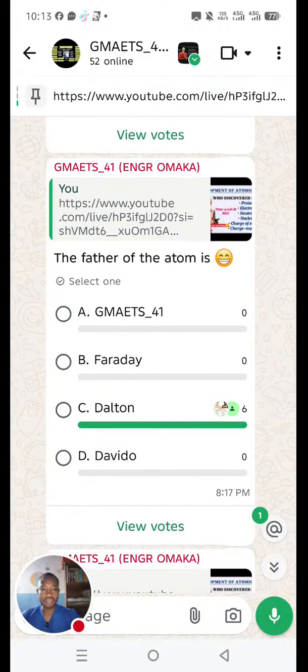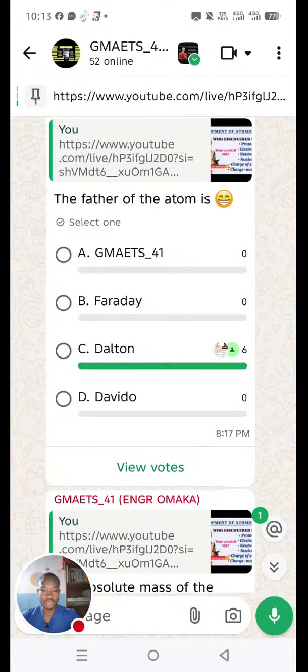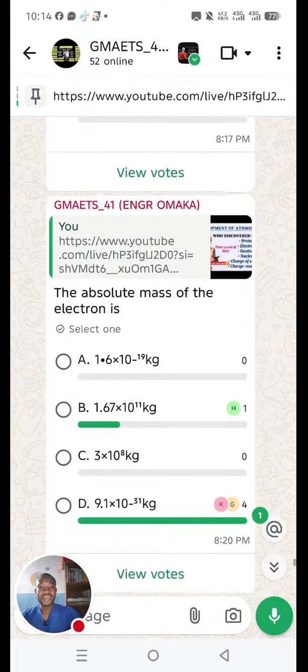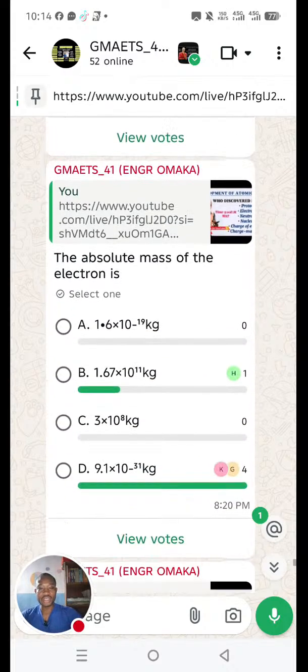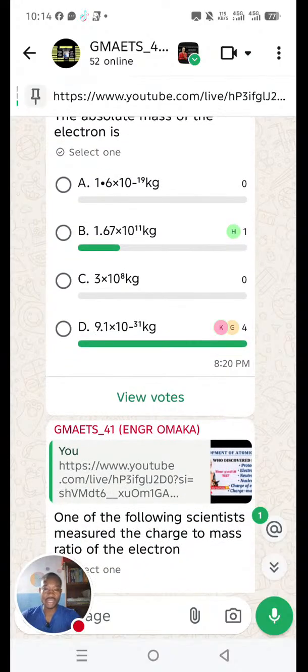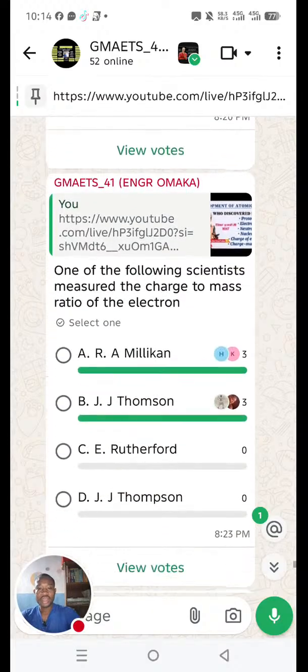The father of the atom is: A, Gmaets 41, B, Faraday, C, Dalton. Dalton is the correct answer. D, Davido. The correct answer is Dalton. All right. Next question. The absolute mass of the electron is. We have those options there, and the correct answer is 9.1 times 10 to the power of minus 31 kilogram. That's option D. Next question.